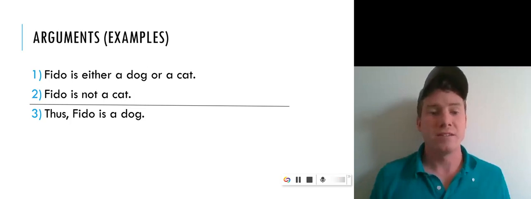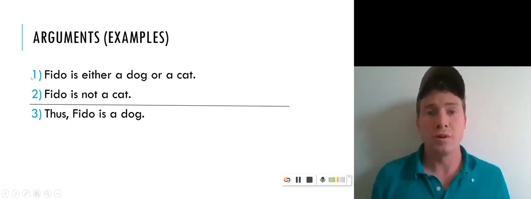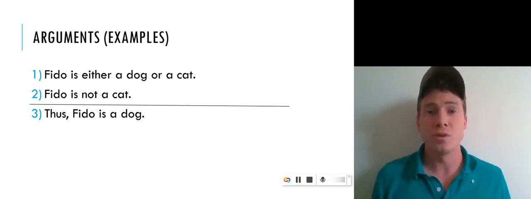Fido is not a cat. And then we conclude Fido is a dog. This argument is valid because if the premises are true, the conclusion also has to be true. The truth of the premises guarantees the truth of the conclusion, if you will.